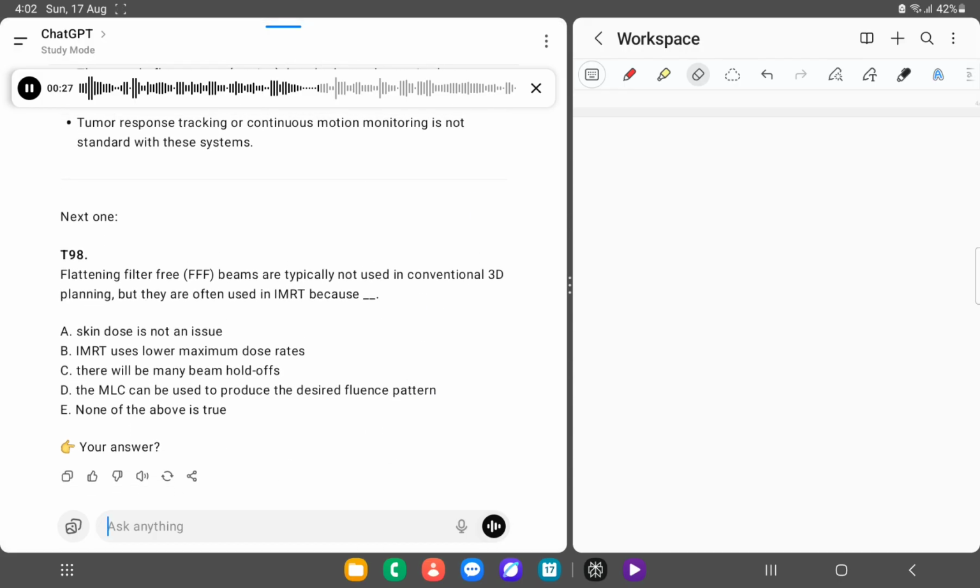Next one, T98. Flattening filter-free (FFF) beams are typically not used in conventional 3D planning, but they are often used in IMRT because A, skin dose is not an issue. B, IMRT uses lower maximum dose rates. C, there will be many beam holdoffs. D, MLC can be used to produce the desired fluence pattern. E, none of the above is true. Your answer?